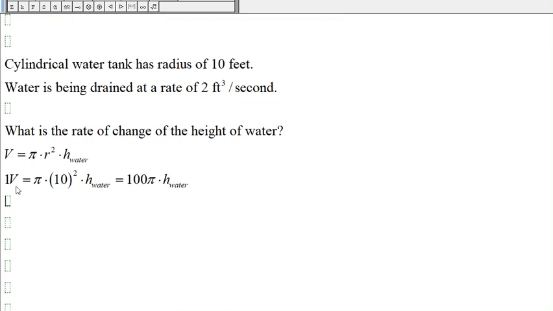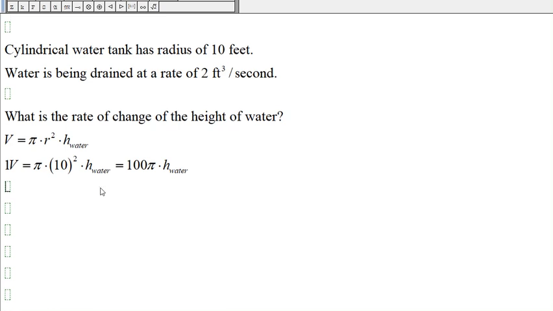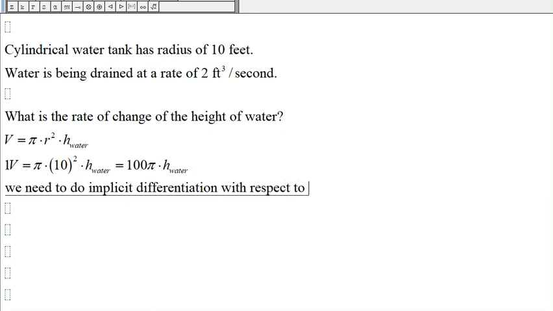And then the volume of the water, which is coming out of the tank at a rate of 2 cubic feet per second, is changing. The volume of the water is changing with respect to time. The height of the water also changes with respect to time. And so we need to do implicit differentiation with respect to time.